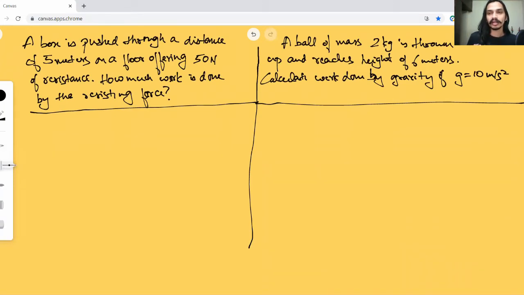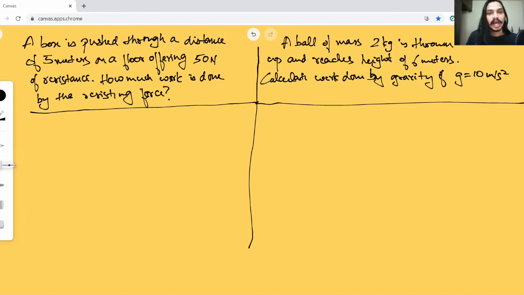Now what is the meaning of resistance? Resistance means to try to stop something from moving. That is the meaning of resistance. So if the box is moving like this, the floor resists in the opposite direction, which is nothing but your friction, right? So this is the force of friction. This is basically nothing but your frictional force.